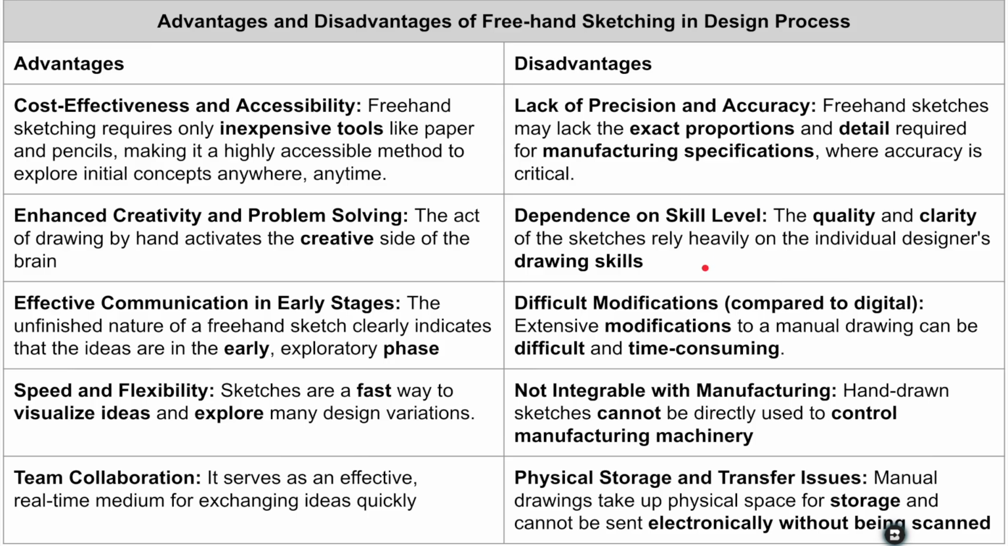They are dependent on skill level, so the quality and clarity of the sketches rely heavily on an individual designer's drawing skills. It's difficult to modify compared to, say, digital, so extensive modifications to a manual drawing can be difficult and time-consuming. They're not integratable with manufacturing. Hand-drawn sketches cannot be directly used to control manufacturing machinery, which you can do with things like orthographic or isometric drawings. Physical storage and transfer issues may be a problem. Manual drawings take up physical space for storage and cannot be sent electronically without being scanned.